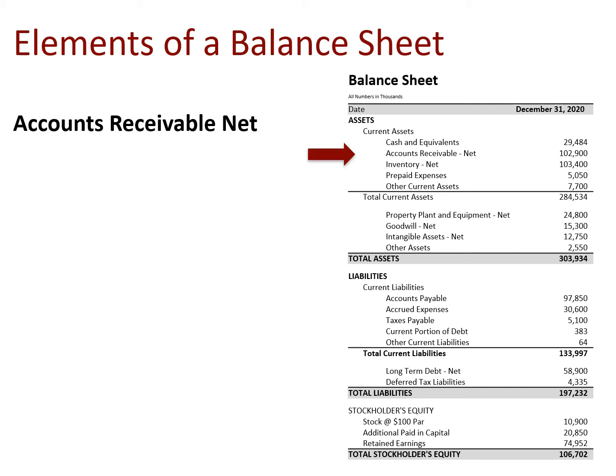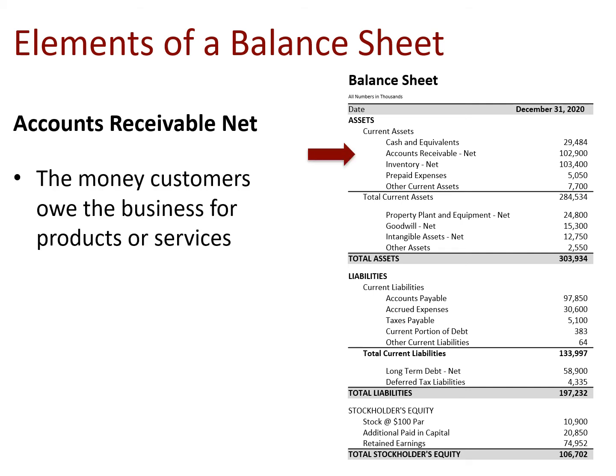Accounts receivable. Accounts receivable is the money customers owe the business for products or services that we've sold that they have not paid for. They've bought it on credit, we've extended them credit terms, and that allows them some time to pay for it. Accounts receivable net is that money minus an estimation of bad debt. So if you see net, typically it's net of something. Something's been minused out of it.